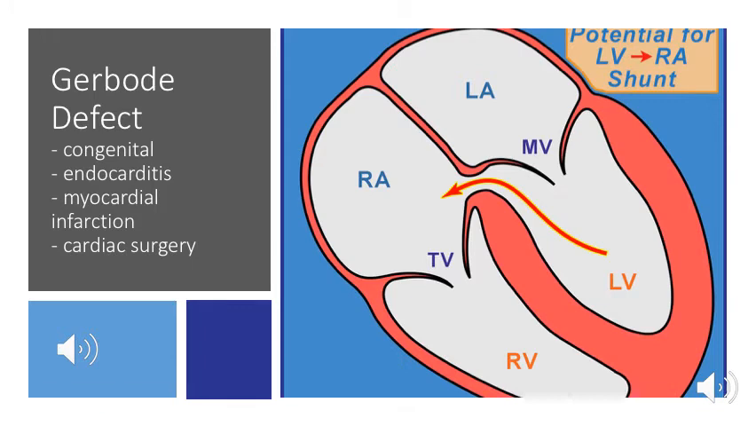So, the objective of this article is to present the case of this 14 years old male adolescent with a cardiac congenital Gerbode defect in heart failure.